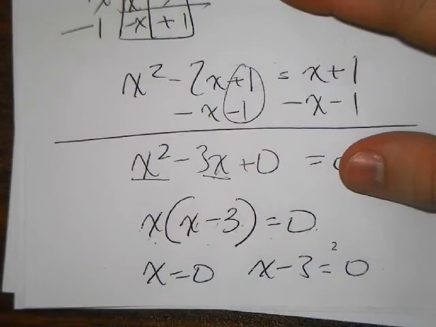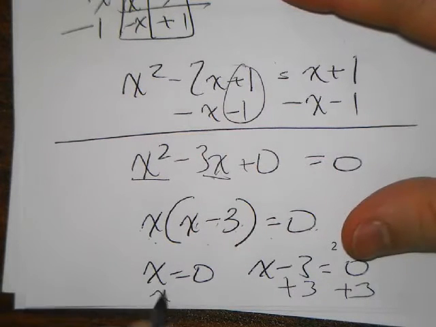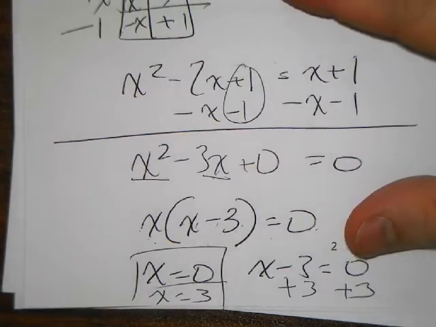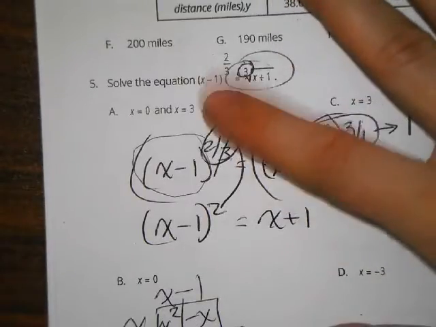So we add 3 to both sides. And look at that, that's our answer. X equals 0, x equals 3. Those are both of our solutions. So we can come back up here, we look at our answers, and there it is.